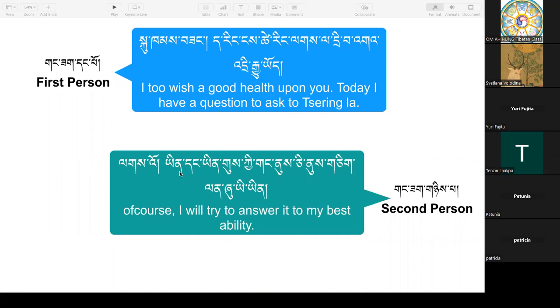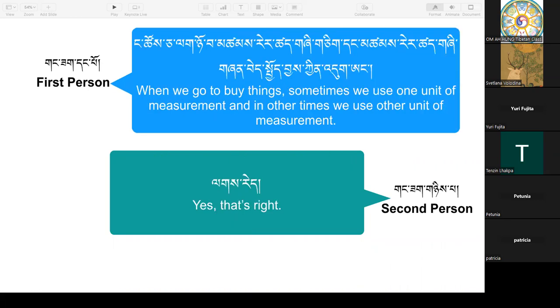Okay, so this is the second person. Now, the first person. Nga tsu jala nyowa samrir tseshi ji dang samrir tseshi shen pechu chekin duk ang. So now we see that the sentences are becoming longer.